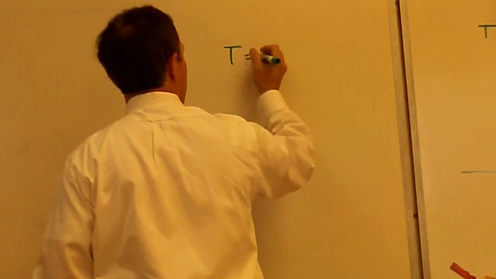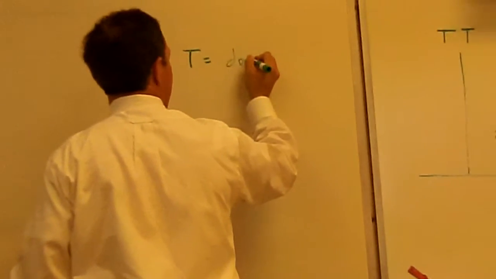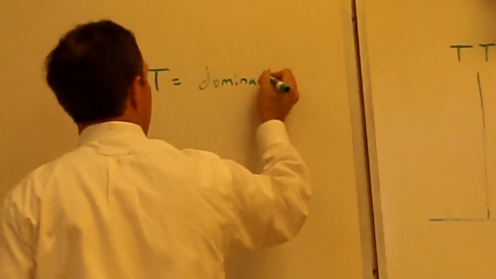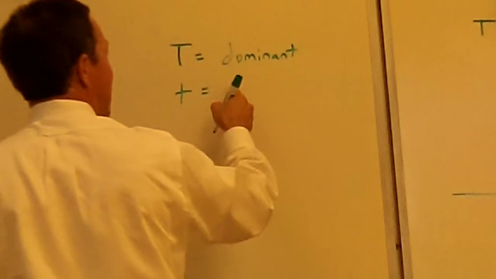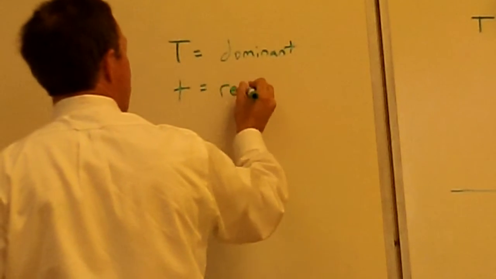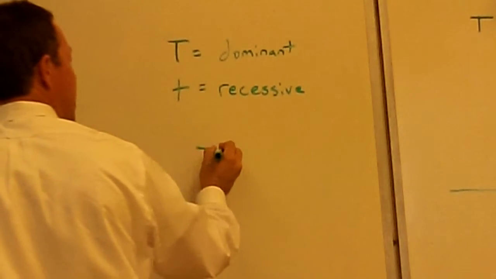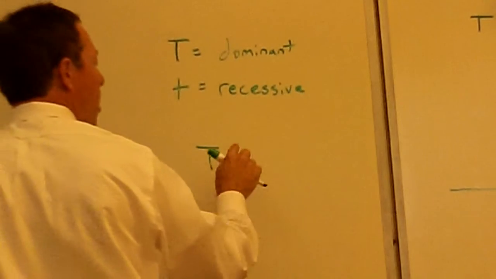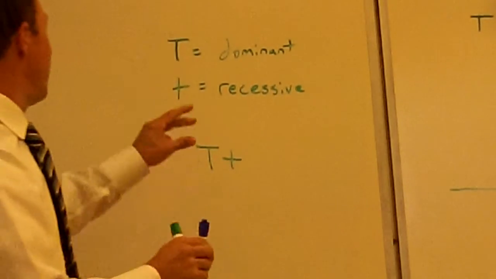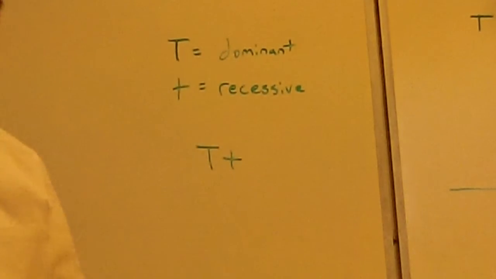Big T equals the dominant allele, and little t, he said, was recessive. And so when you mix big T and little t together, they're going to end up tall, not short, because big T dominates over little t.